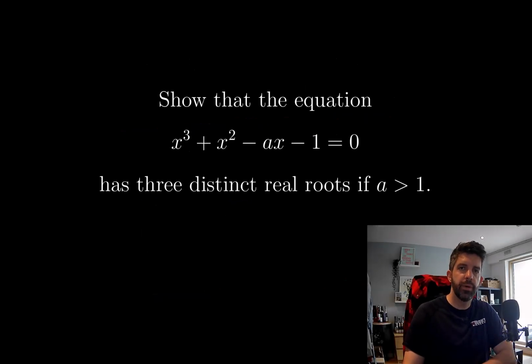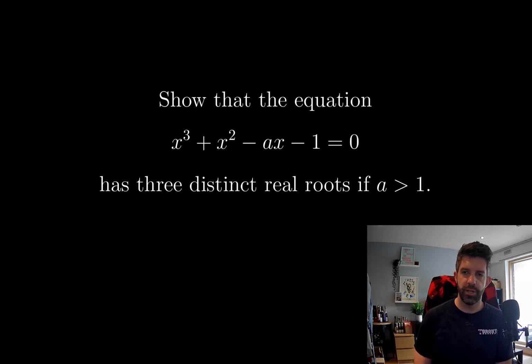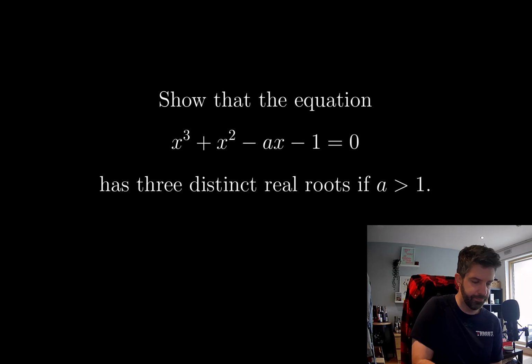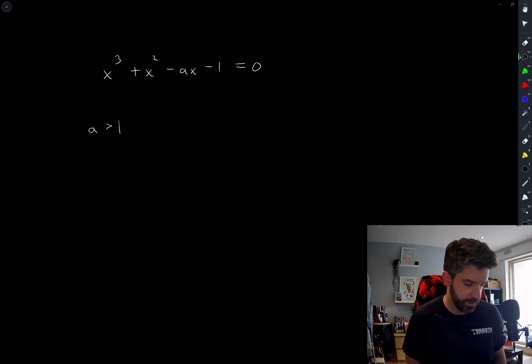Today's problem was submitted by a viewer, and it says, show that the equation x cubed plus x squared minus ax minus 1 equals 0 has three distinct real roots if a is strictly greater than 1. Okay, x cubed plus x squared minus ax minus 1 equals 0. We're going to assume a is greater than 1, and we need to show this has three distinct roots.